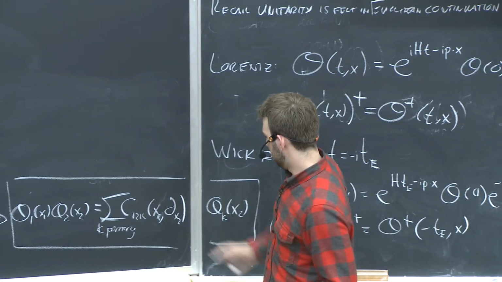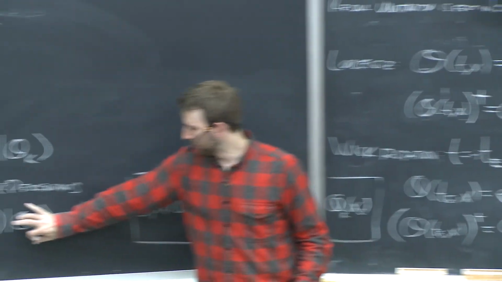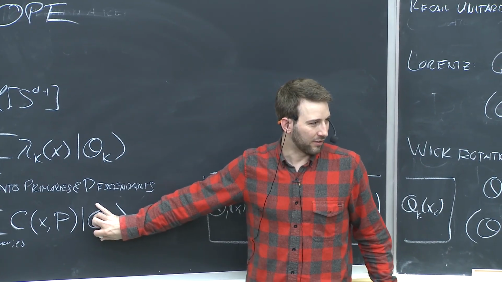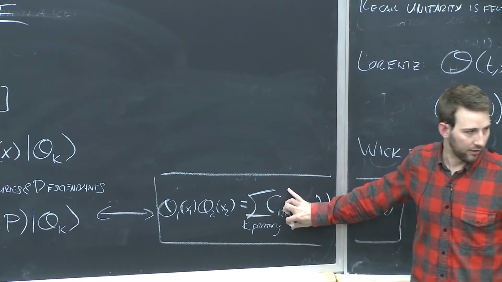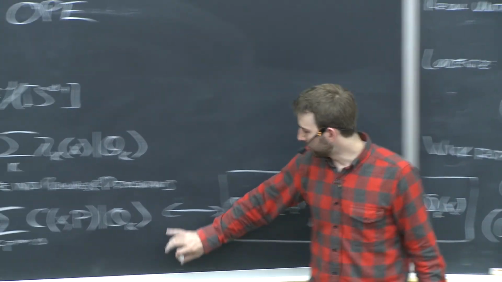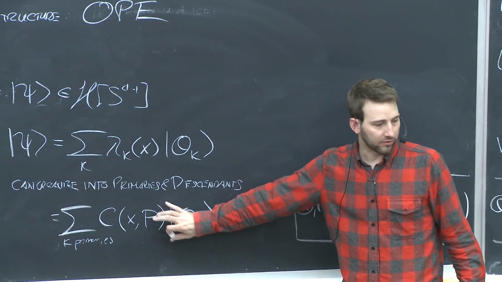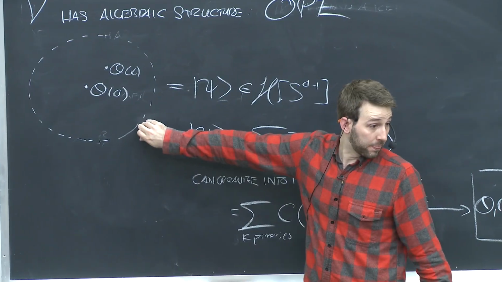And this is really code for this. The reason it's useful to have that point of view is that it tells you where this is a valid thing to insert. Because this is really telling you about convergence of a sequence of states in this Hilbert space associated to this sphere.